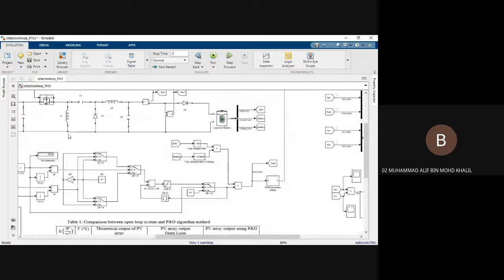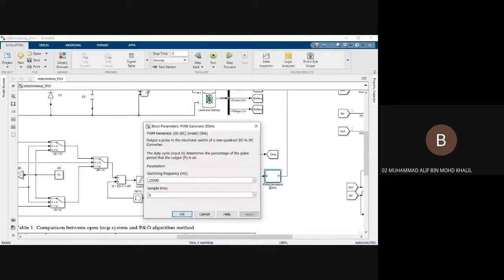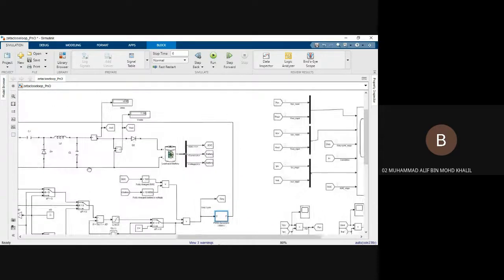step down the 70.8 voltage of the PV to the 12 volt battery, and then it will go through the PWM generator. So the frequency that I use is 24 kilohertz, as you can see here, and it will go into the MOSFET to control the switch. So next we're gonna see the simulation.